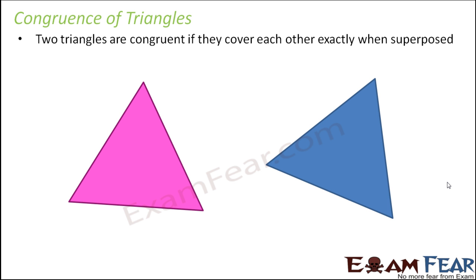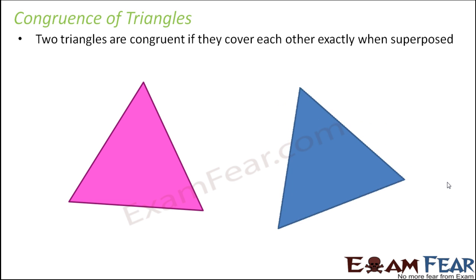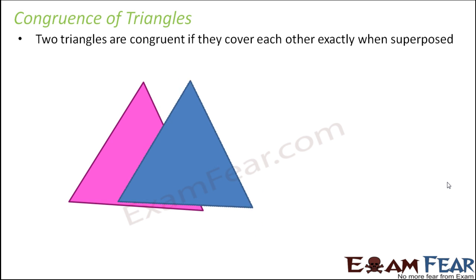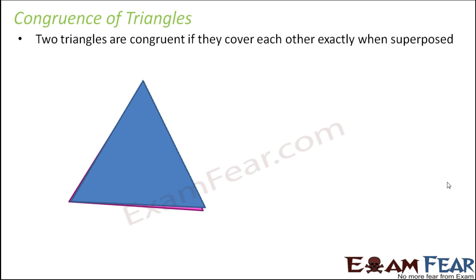We would say that the pink and the blue triangles are congruent only if, when you place the blue triangle over the pink triangle, they exactly cover each other, and that is what is happening here, at least with these 2 images. Therefore we can say that these 2 triangles, the pink triangle and the blue triangle, are congruent to each other.